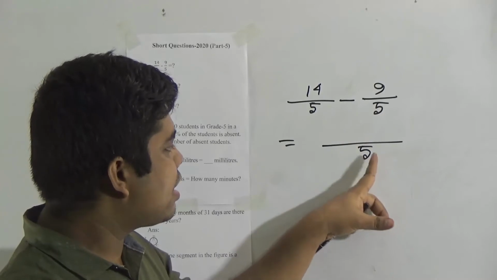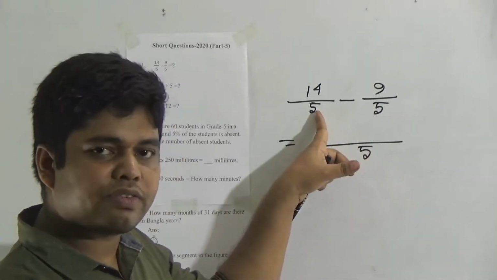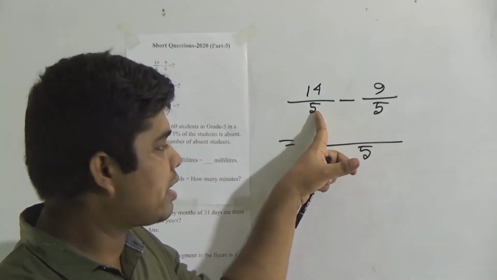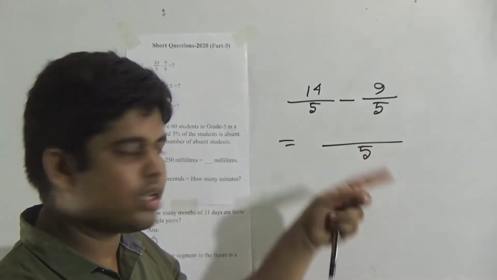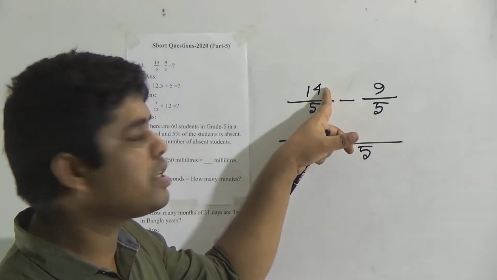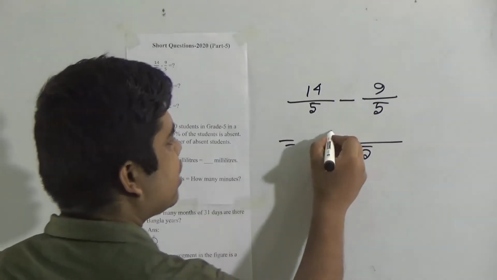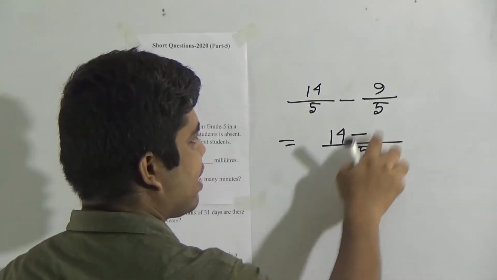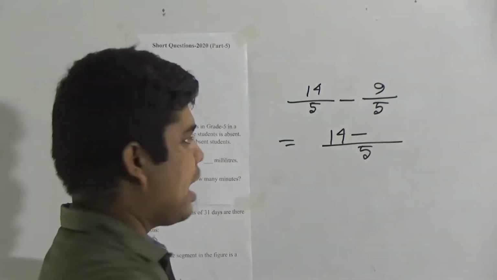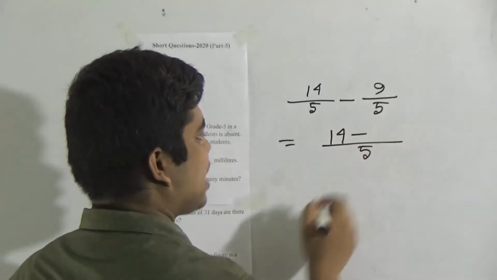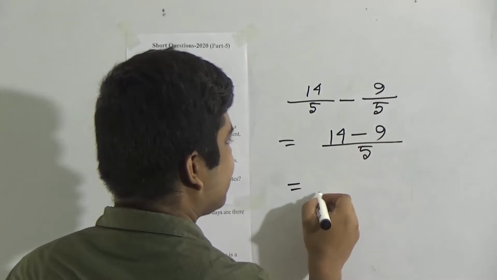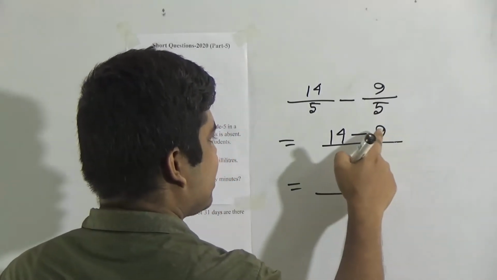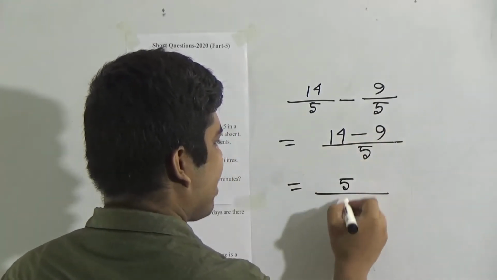We divide this LCM by the denominator of the first fraction and we get 1. That means 5 divided by 5 is 1. This 1 is multiplied with this 14, that means 14. Again minus sign is here. After that we divide this 5 by 5 and we get 1, and that 1 is multiplied with this 9 and it will be 9. If I subtract 9 from 14, then we get 5 and 5.